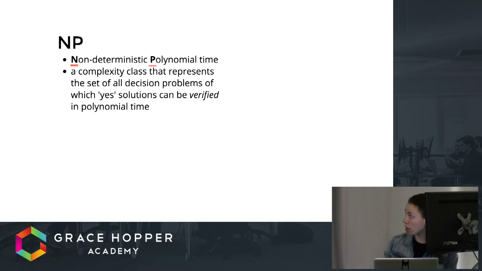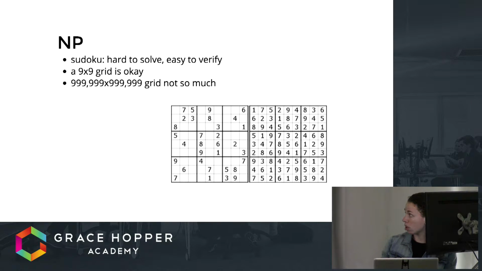What's cool about NP, however, is that if you give me a solution, I can tell you if it's the right one in polynomial time. So, for example, with that Sudoku, it's very easy, you can check if a board is correct in polynomial time, but to actually solve a Sudoku board takes a while and is difficult. So therefore, it is in NP.